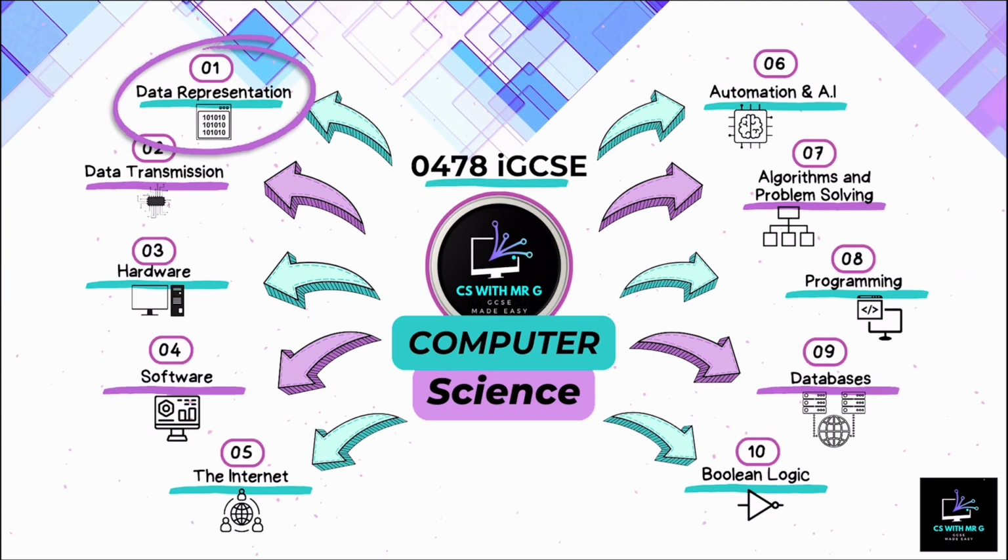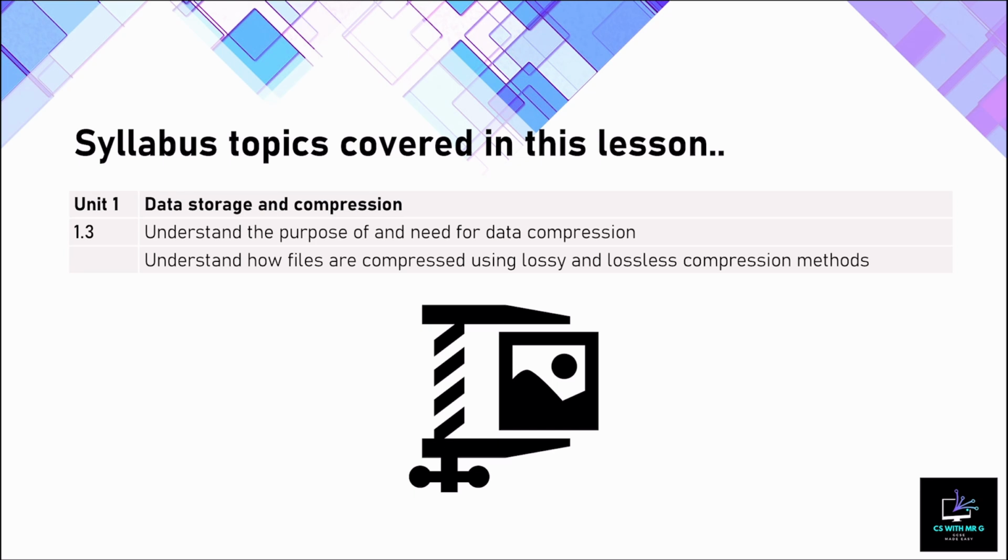This is the final lesson within Unit 1 of the iGCSE syllabus, and the syllabus topic we look at today is the understanding of why we need to compress data and also how we compress data using lossy and lossless compression. So we need to understand the differences between them and why we would use either one in different scenarios.